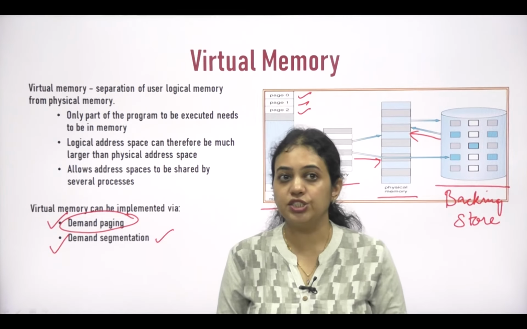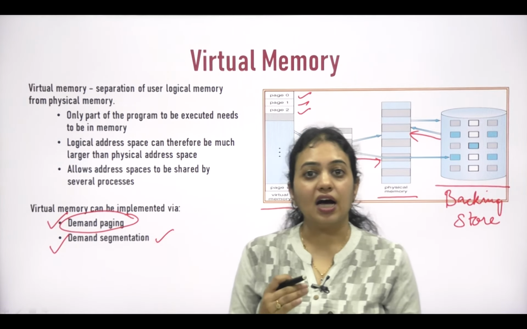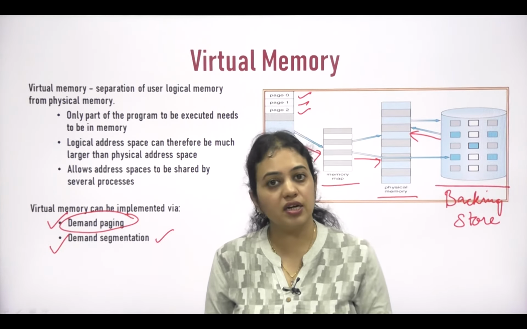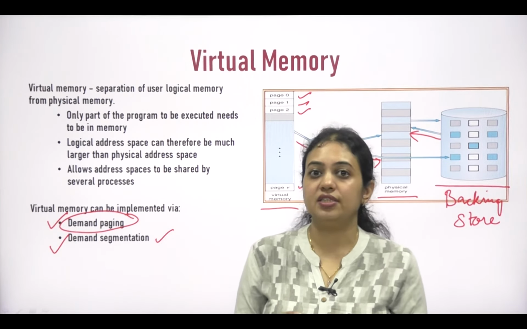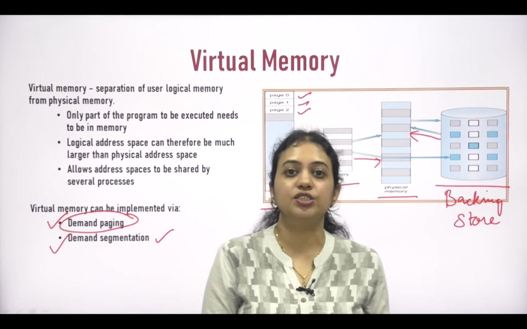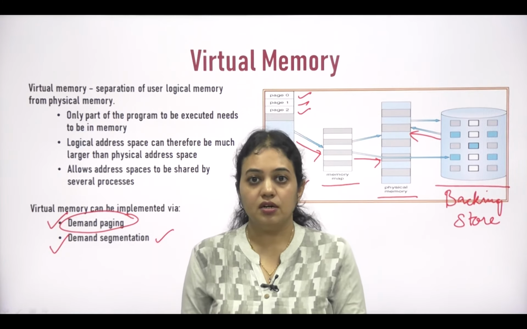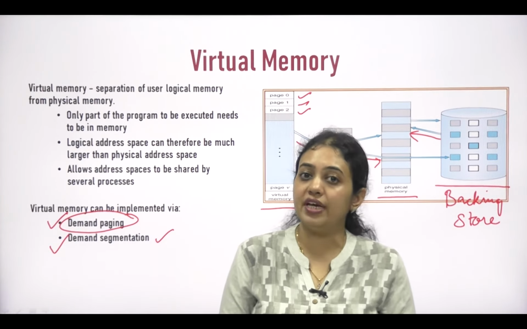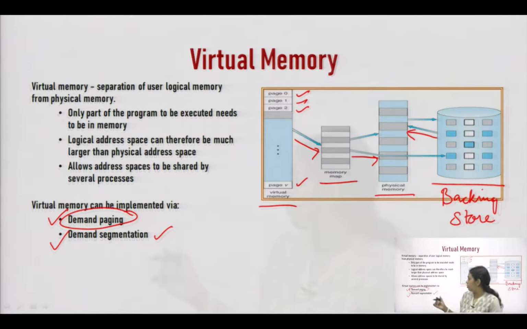But in segmentation, the segments are not of the same size, they are of variable sizes depending upon the requirement. Suppose there is a data section that is very large in size, then we have a big segment. Suppose we have a segment that has only the declaration part, that will be a small segment. So, segmentation is the term where we have blocks of variable size. Now, the main term here is demand. What is this demand? Demand, as the name tells, means when it is needed.